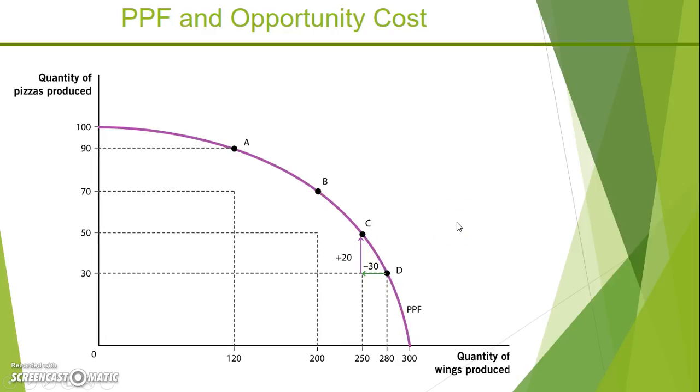Now, what happens if we decide we'd like 20 more pizzas? I'd actually like to be able to make 70 pizzas. How many wings do I have to give up to do that?